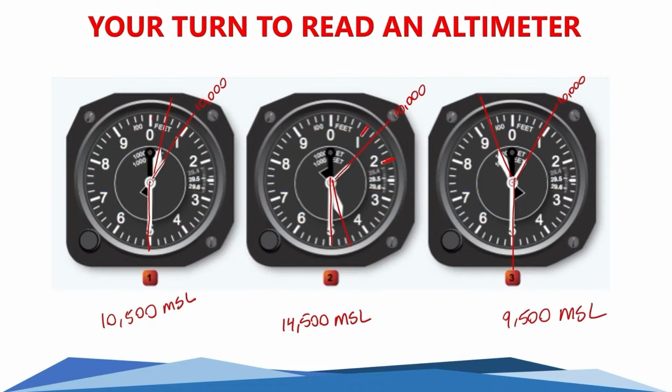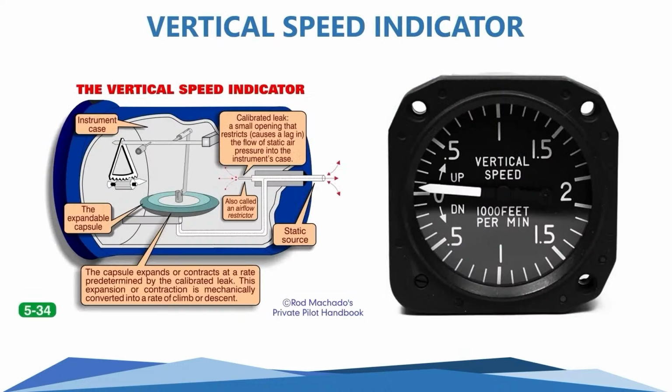All right, let's do one more before we go on a break here. And this is going to basically wrap up the pitot-static system. And then when we come back, we'll talk about some of the pitot-static errors. So the last instrument that we have of the pitot-static system is going to be your vertical speed indicator.